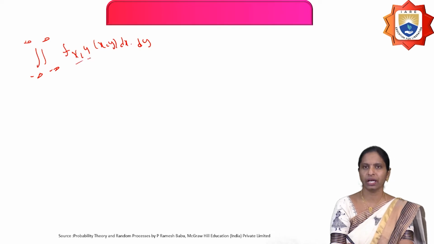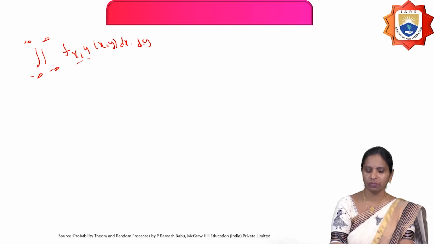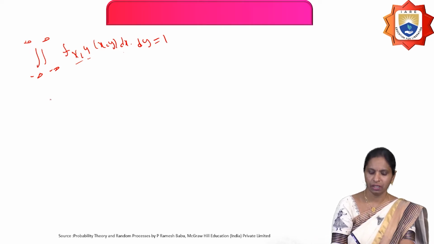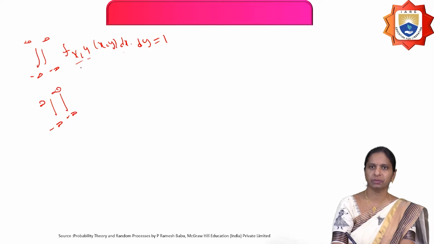Since you have two random variables, you have to integrate both the variables x and y within the limits minus infinity and infinity. So let us prove this. You have to prove that this is equal to 1. So the integration from minus infinity to infinity and the integration from minus infinity to infinity of fxy of x comma y. What is fxy of x comma y? Nothing but the second order distribution function. The joint density function is defined as what? The second order distribution function, into dx into dy.